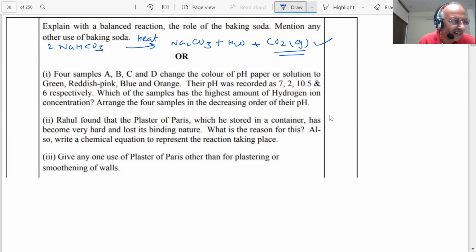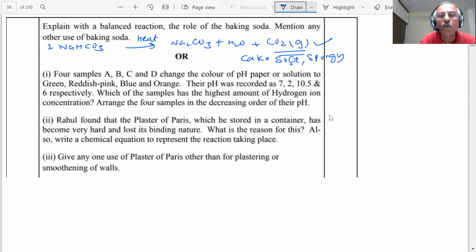This carbon dioxide gas which is produced, student, will make your cake soft and spongy. The cake will become soft and spongy because of the carbon dioxide gas produced when you make a cake.